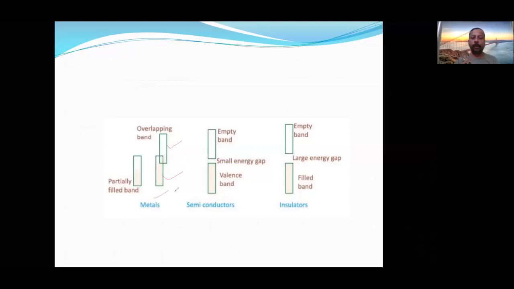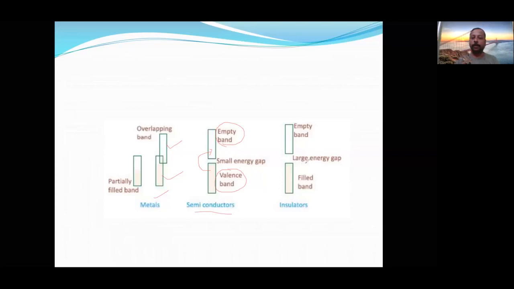Therefore, metals are good conductors of heat and electricity. But here, the conduction band is empty. If you give some temperature, electrons can jump and occupy the empty band. That's why this is a semiconductor. At low temperature, the band is empty; at high temperature, electrons will be transferred. That's why they are called semiconductors.